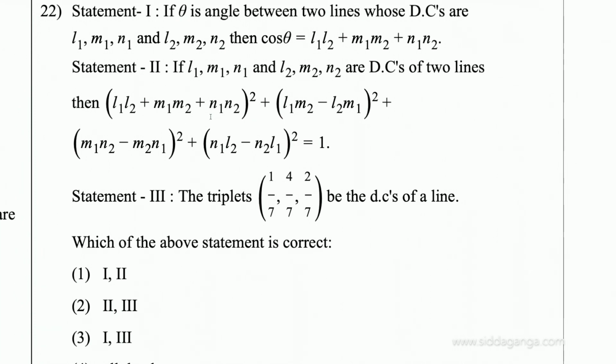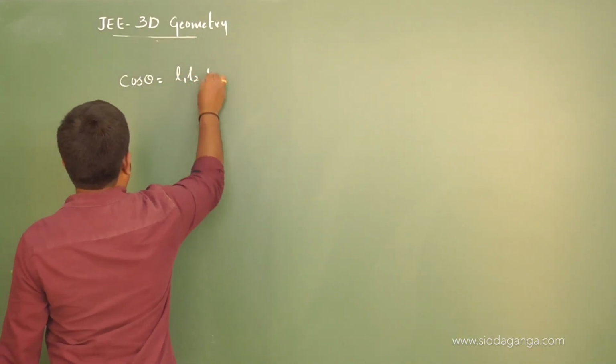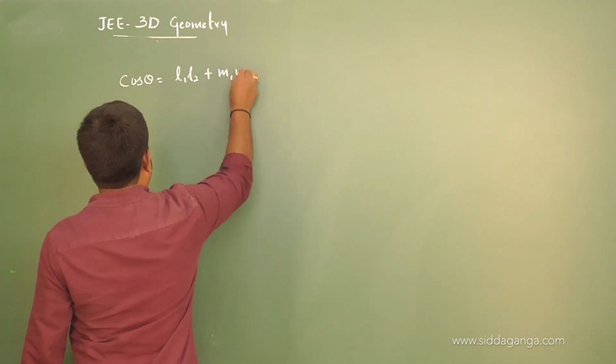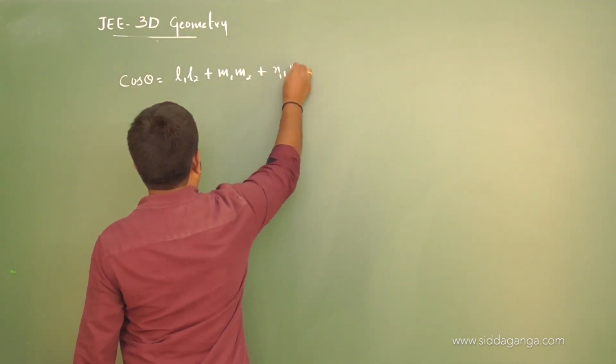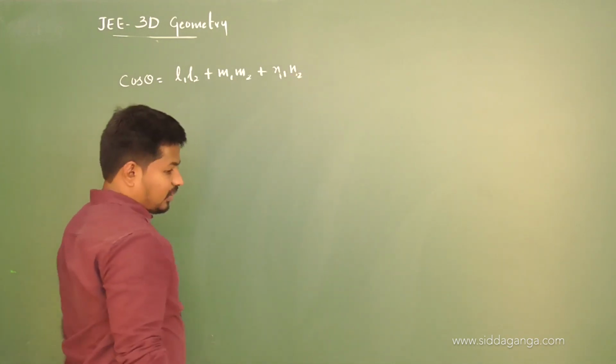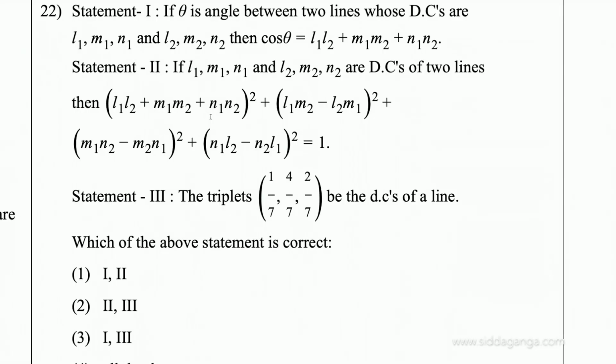So the cosine of the angle between the lines can be found using the result L1 L2 plus M1 M2 plus N1 N2. This is a standard result we have. So this is true for any two lines with direction cosines L1 M1 N1 and L2 M2 N2. And the second statement is what? If L1 M1 N1 and L2 M2 N2 are the direction cosines of two lines, then this happens.